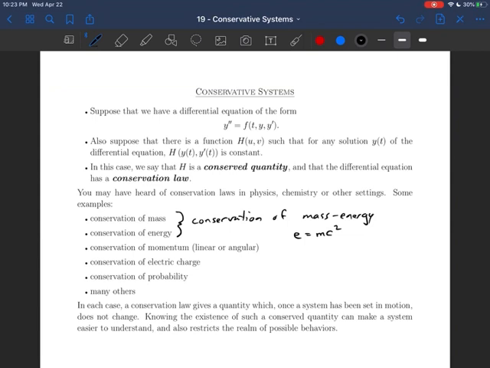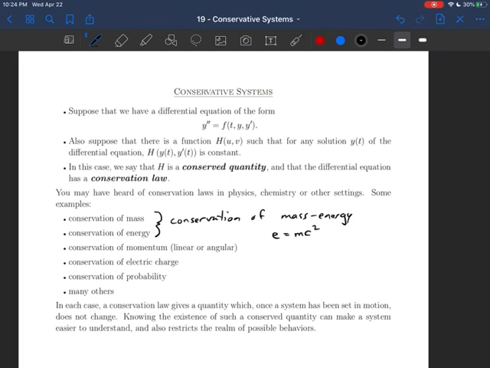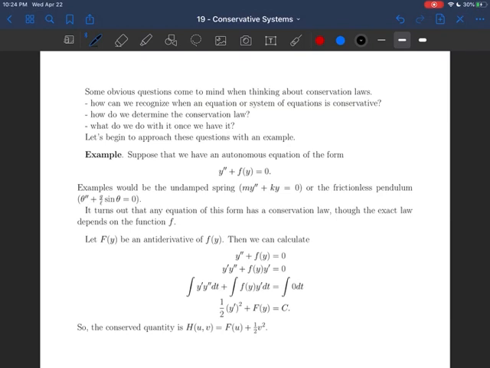Okay. You might also have heard of conservation of momentum, either linear or angular momentum, the conservation of electrical charge, or conservation of probability in a mathematical setting. And there are many other kinds of conservation laws. In each of these cases, a conservation law gives a quantity that, once a system has been set in motion, does not change. Knowing the existence of a conserved quantity can make the system easier to understand, and it also restricts the realm of possible behaviors, which is useful if you're trying to classify the kinds of things that can happen or control a system. Knowing the conservation law will help you do that.